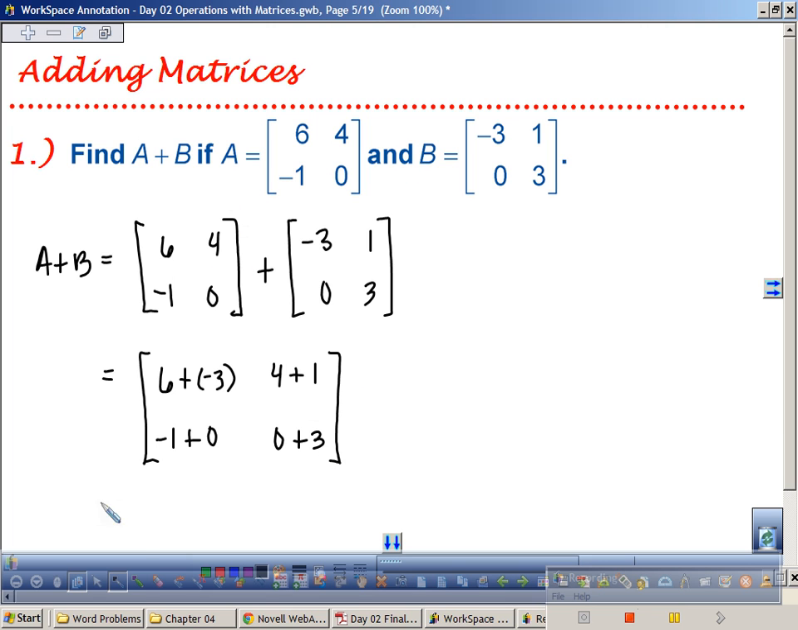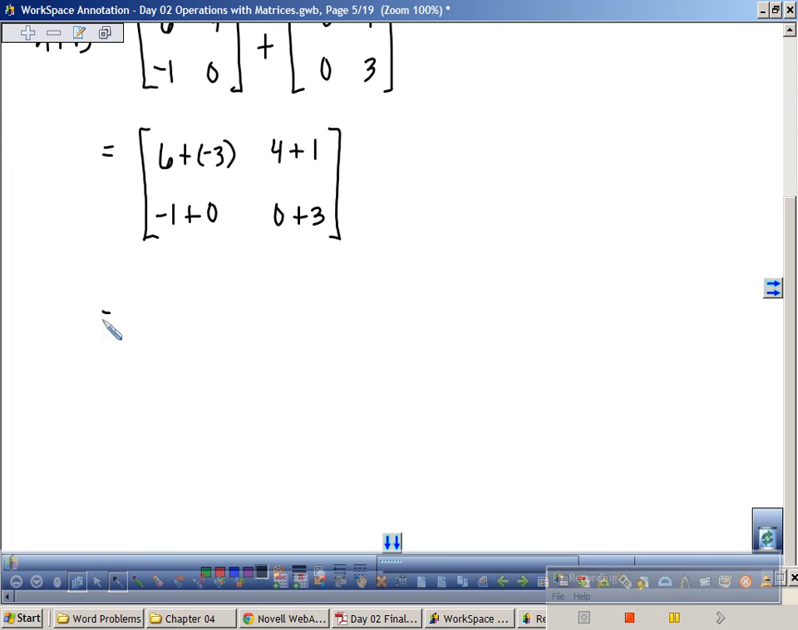This is two square matrices, 2 by 2. 6 plus negative 3 is 3, 5, negative 1, 3. A 2 by 2 plus a 2 by 2 will always be a 2 by 2. Question? See why I didn't think you had to write it?